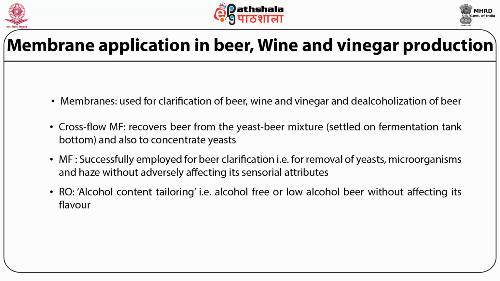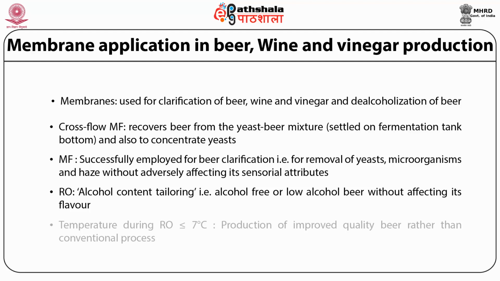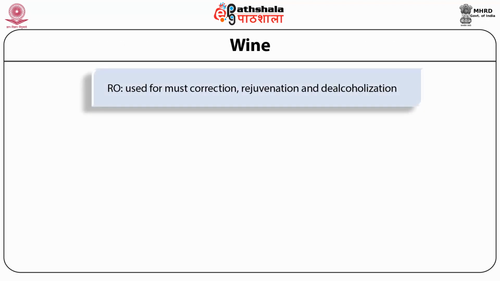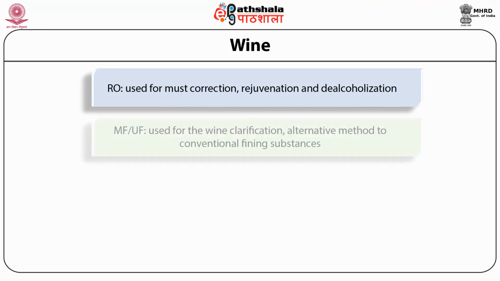Post-treatment includes the addition of hops and syrups in alcohol-tailored beer to compensate for the taste losses arising from the loss of taste carrier alcohols. These steps are performed at a temperature lower than 7 degrees centigrade, which results in the production of improved quality beer compared to the conventional process. Reverse osmosis is used for must correction or rejuvenation and dealcoholization of wine, while MF and UF are used for wine clarification during wine manufacture. If you want to go into details, please refer to the Lipinski 2010 reference.